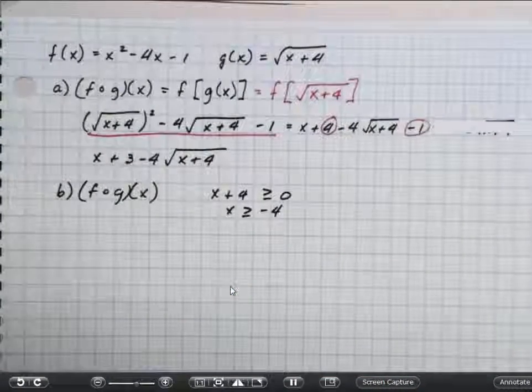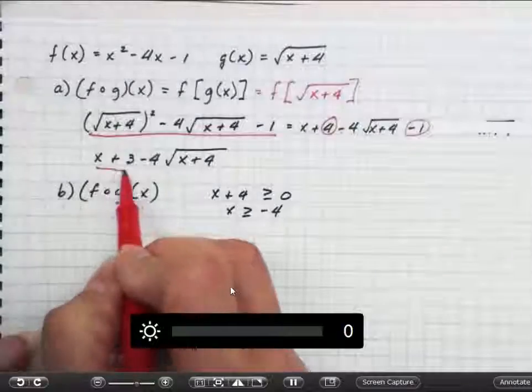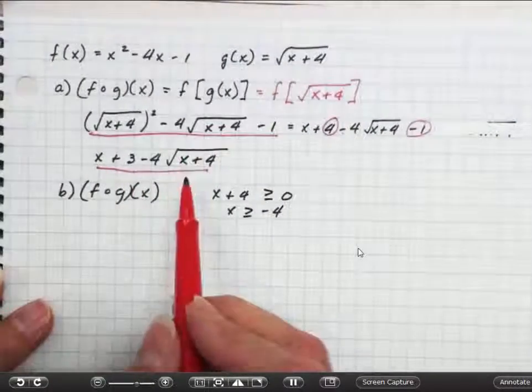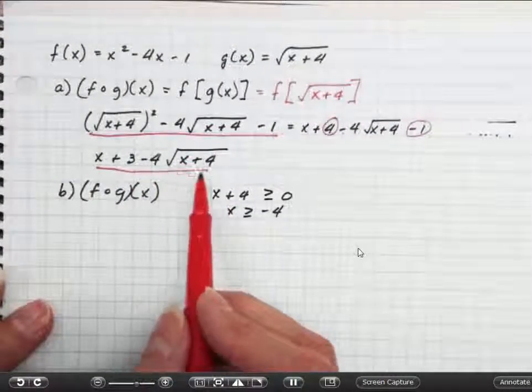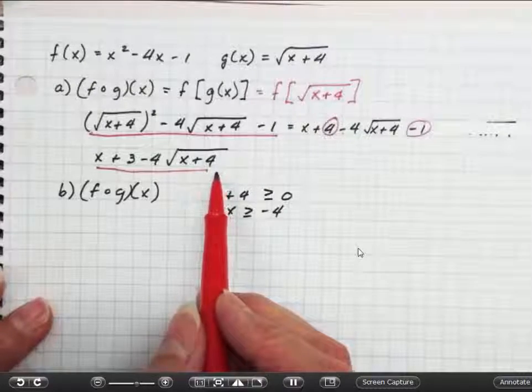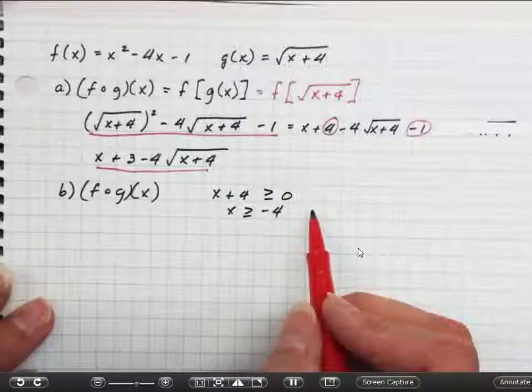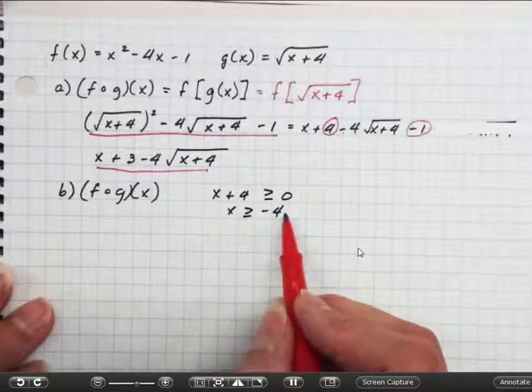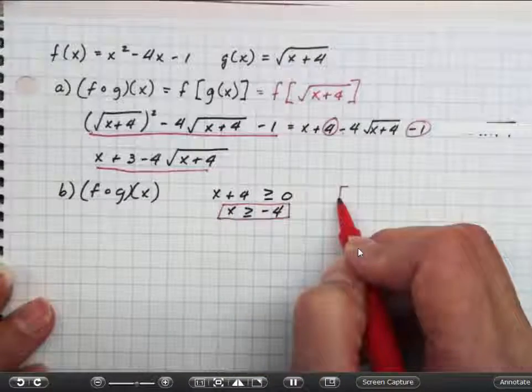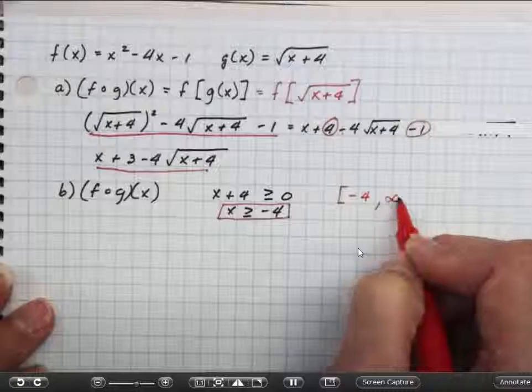Looking at my function after I simplify, what's going to be my restrictions on this one? Well, I still have the same radical, don't I? So the restrictions are going to be the same. So then my domain is right here. So writing that in interval notation, -4 to infinity, including -4.